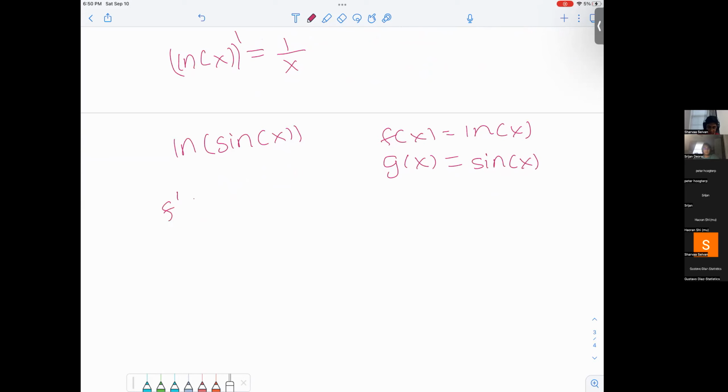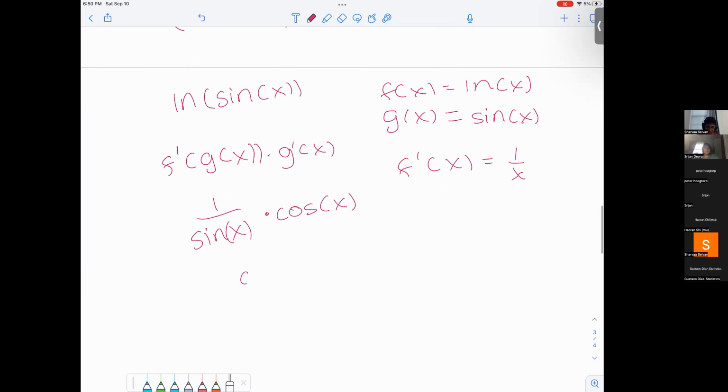It's f prime of g of x times g prime of x. Okay, but what's f prime of x? F prime of x is 1 over x. So that means f prime of g of x is 1 over sine of x, and g prime of x is the derivative of sine, which is cosine of x. In other words, you get cosine of x over sine of x. And in trig, you might know that this simplifies to cotangent of x.